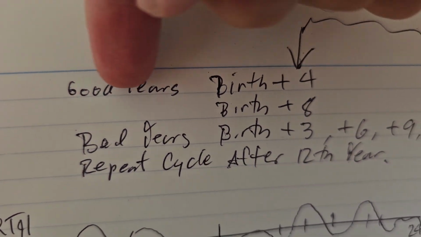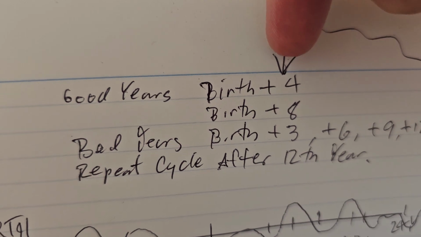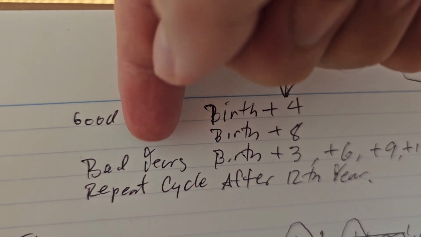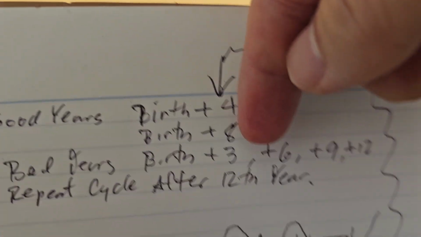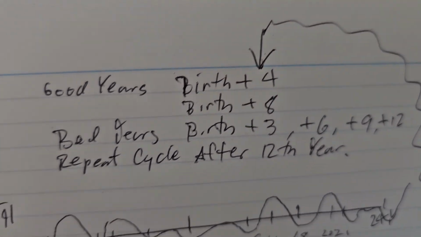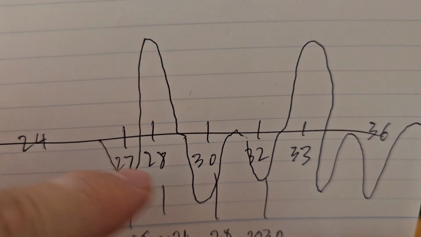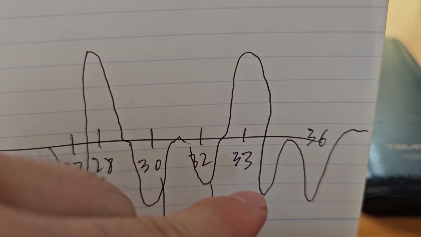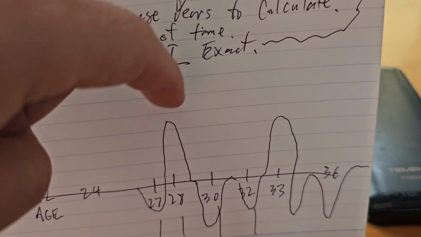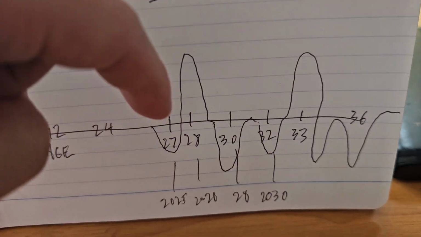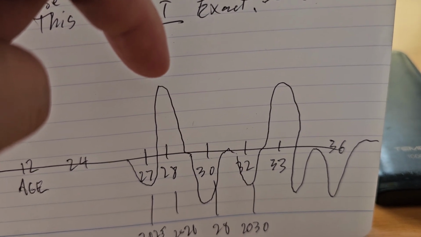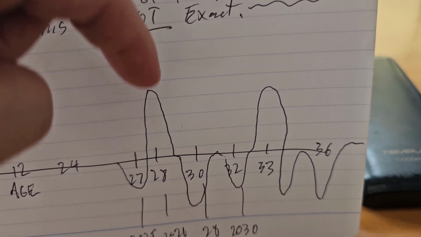In every cycle, your good lucky year is 4 years after your birth. Your birth date plus 8 years is also lucky. But these are unlucky, bad years: your birth date plus 3 years, plus 6 years, plus 9 years, and plus 12 years. They're bad years, so for the bad years, the chart goes down. It's valley, valley, valley, bad years, bad years, bad years, then good years, good years. 4 years after you're born, and since it repeats every 12 years, 4 plus 12, 4 plus 24, 4 plus 36, 4 plus 48.